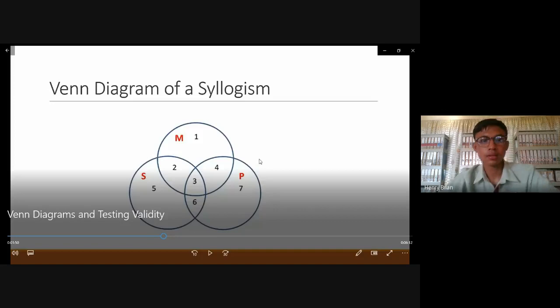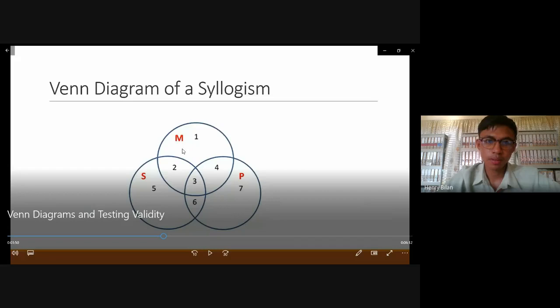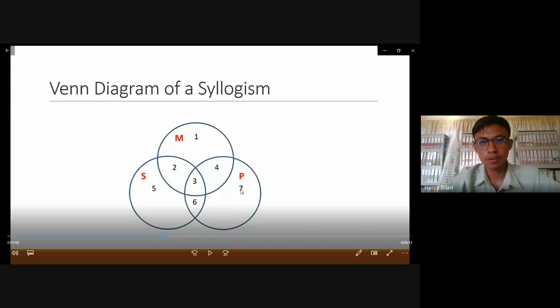So, it will appear like this, the Venn diagram. So, the first two circles, S and P. The third circle, sa gitna nila, ay the middle term. So, for representation, yung space na ito, yung middle term natin is 1. Then, in between middle term and the minor term is 2. Then, the intersection of them all is 3. Intersection of M and P is 4. Solo si S is 5. Intersection ng S and P, 6. And then, yung solo naman ni P is 7. Later on, we might be using this one. Instead of shading, I will just ask you to identify the areas by putting the numbers.